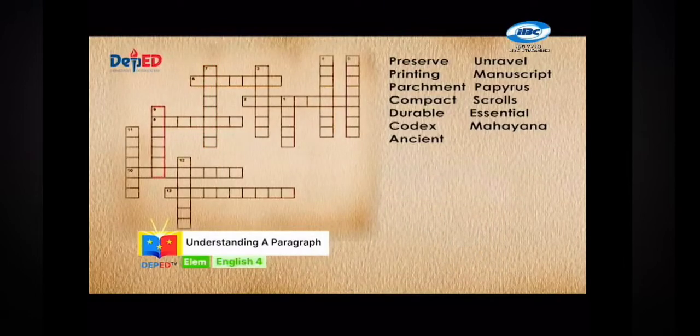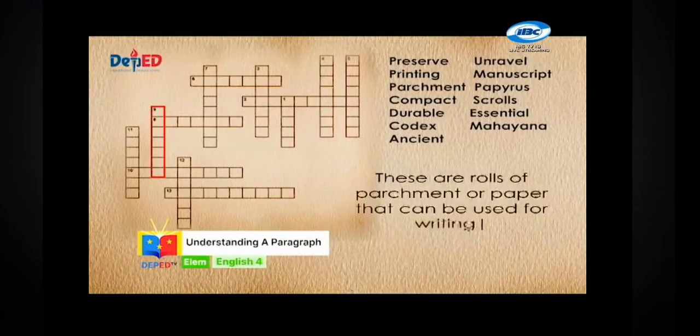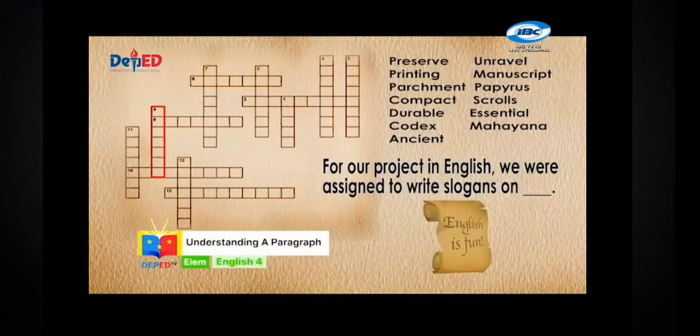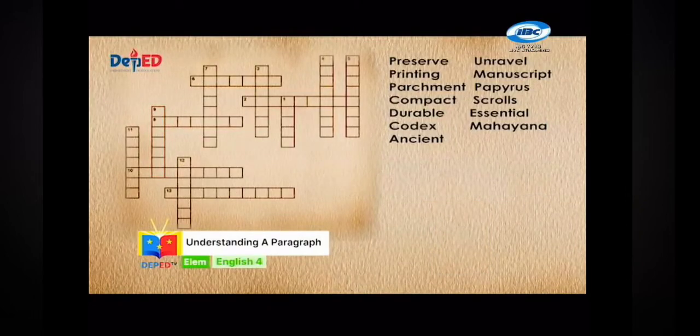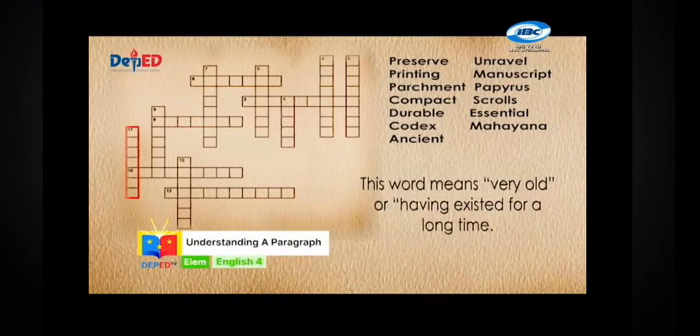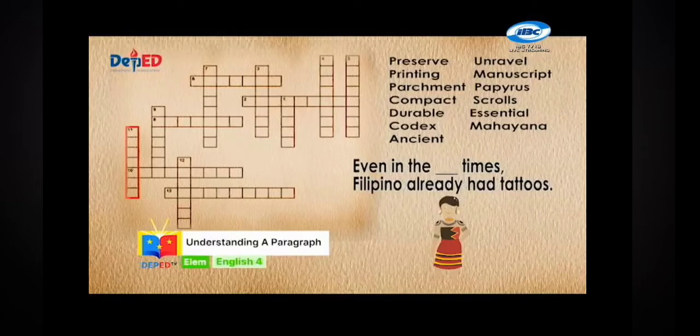Number 9, 7 letters. It is a roll of parchment or paper that can be used to write on or paint on. For our project in English, we were assigned to write slogans on Number 11, 7 letters. This word means very old or having existed for a long time. even in the times Filipinos already had tattoos.